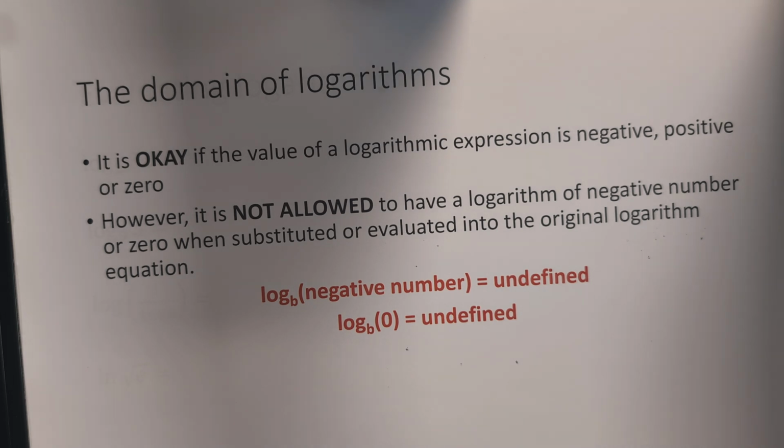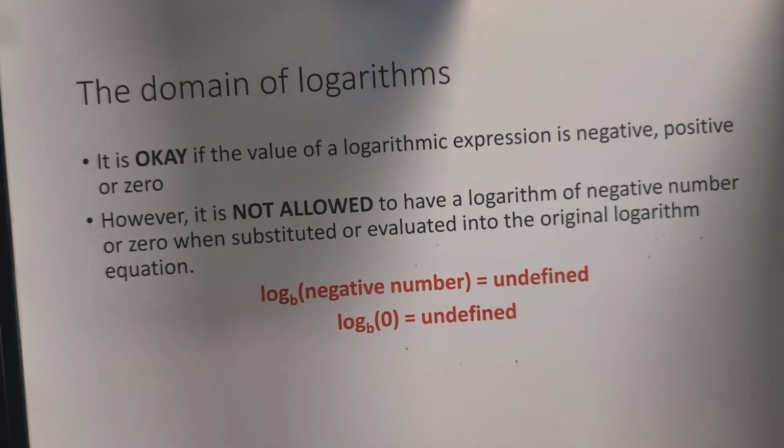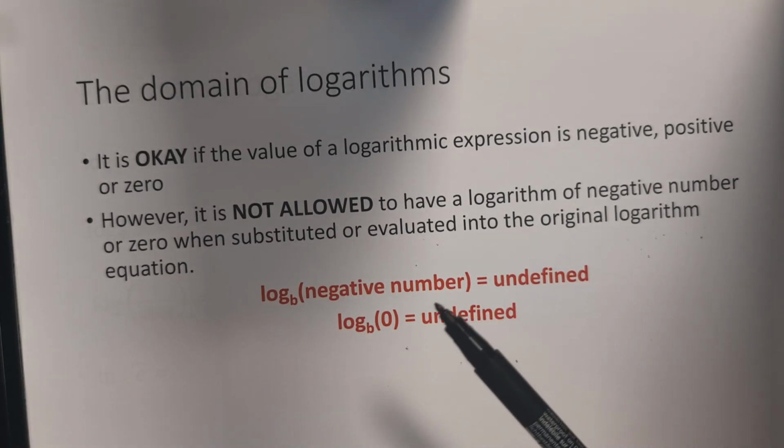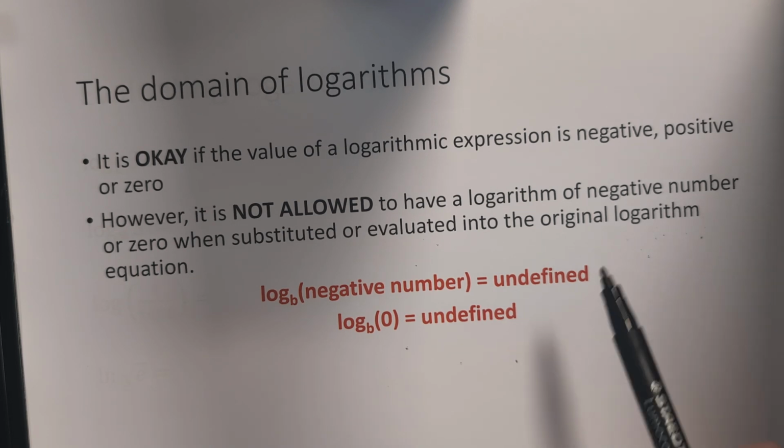Important to note the domain of logarithms. It's okay if the value of a whole logarithmic expression is negative, positive, or 0. Those are, remember, values of exponents. So you can have negative exponents, 0 exponents, positive exponents, rational numbers. That's fine. What you can't have, not allowed, is a logarithm of a negative number.